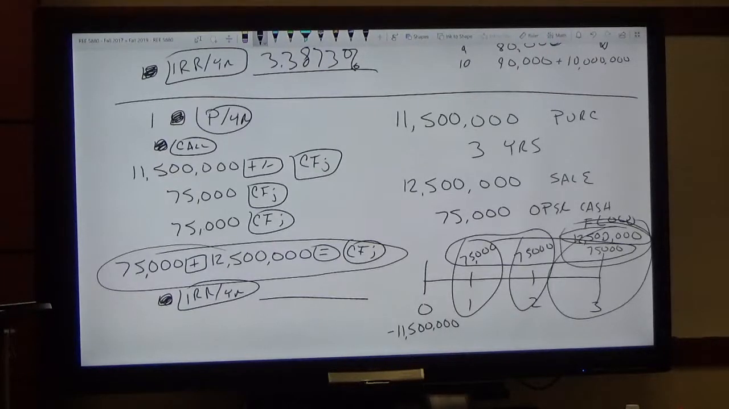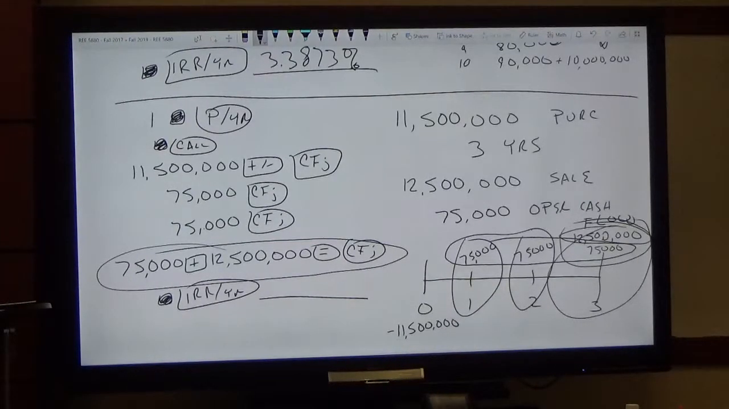Okay, moving forward. All right, let's take a look at this one. 11.5 million cash flow, 75,000 cash flow, 75,000 cash flow, and 75,000 plus the reversion. Calculate the rate of return, cash flow. 3.45. Okay. All right. We good? It's good old nice warm fuzzy feelings? Okay. All right. Let's move forward.